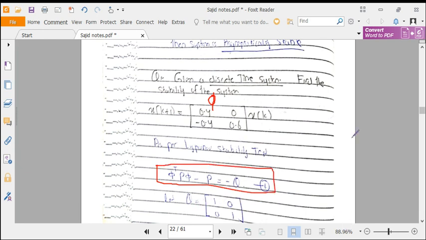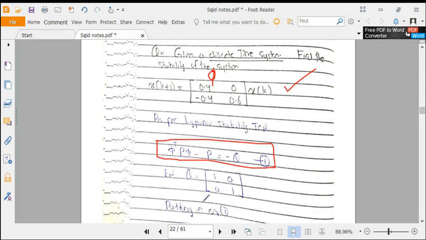Here we are given with this system. x(k+1) is equal to this matrix times x(k). This matrix is called phi because our system equations are x(k+1) equals phi x plus gamma u, as we saw in our previous lecture videos. Gamma u is 0, so we have ignored that term. We are given with this system, and this is phi.